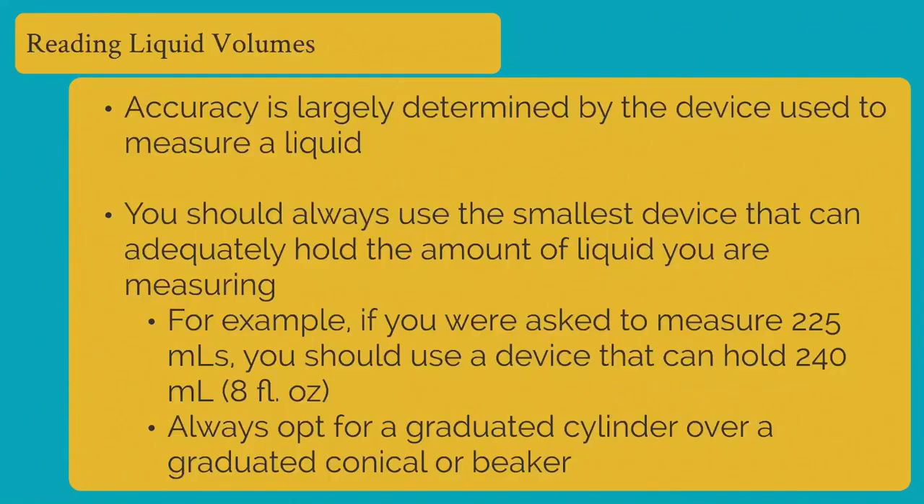So moving on to reading liquid volumes. Accuracy is largely determined by the device that's used to measure a liquid. So we talked about graduated cylinders already. You should always use the smallest device that can adequately hold the amount of liquid you're measuring. So for example, if you were asked to measure 225 mLs, you should use a device that can hold 240 mLs. You want to go as close to the amount you need to measure as possible. Always opt for a graduated cylinder over a graduated conical or beaker, like I said.